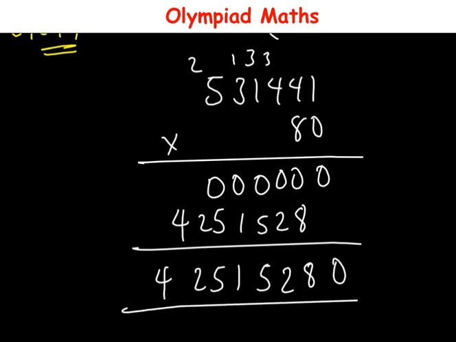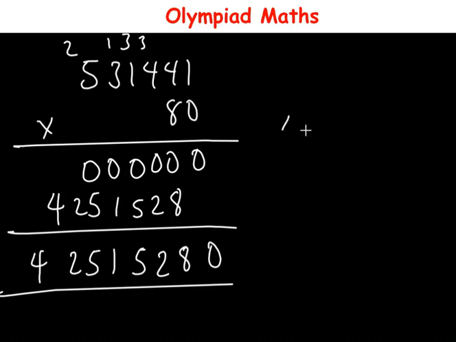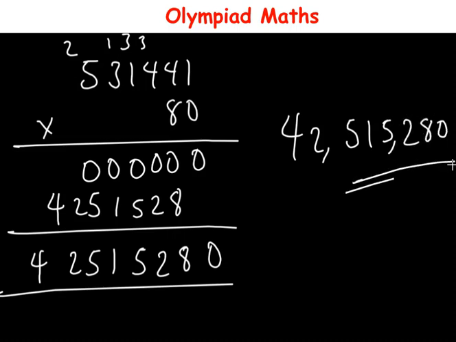So this is the final answer: 42,515,280. This is the final answer to the given question, 81 raised to power 4 minus 81 raised to power 3, without pressing the calculator.